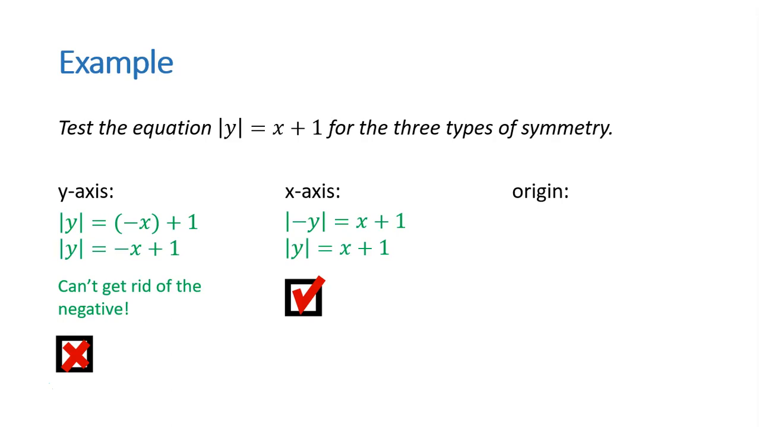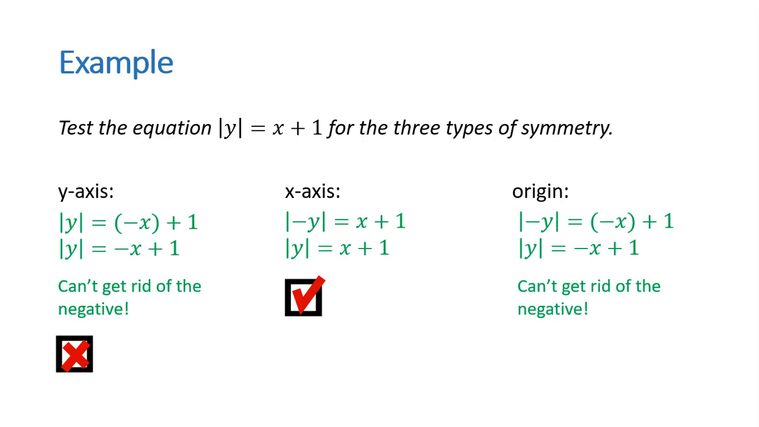Let's check origin symmetry. We know in theory it shouldn't work because we have one type of symmetry working and the other one doesn't, but let's prove that origin symmetry doesn't apply. So now we're plugging in negative x and negative y. The negative in the absolute value bars again is going to go away, but we're going to be left with that negative in front of the x. And as we decided before, there's nothing we can do to fundamentally get rid of that negative without changing the equation. So in this case, origin symmetry does not apply.